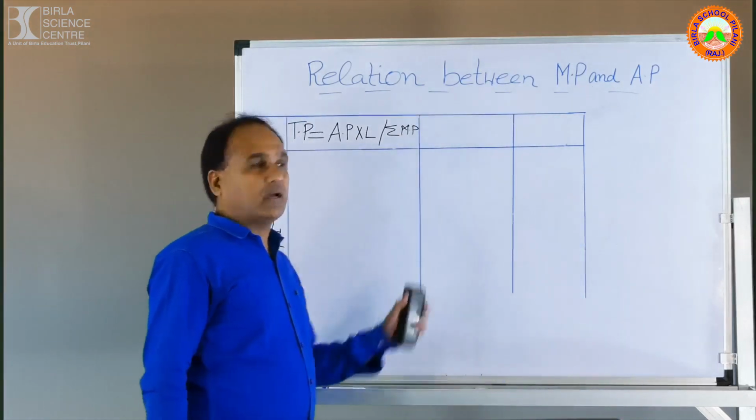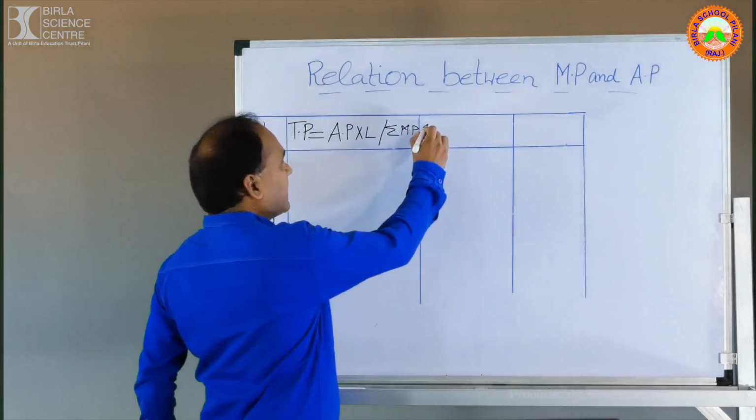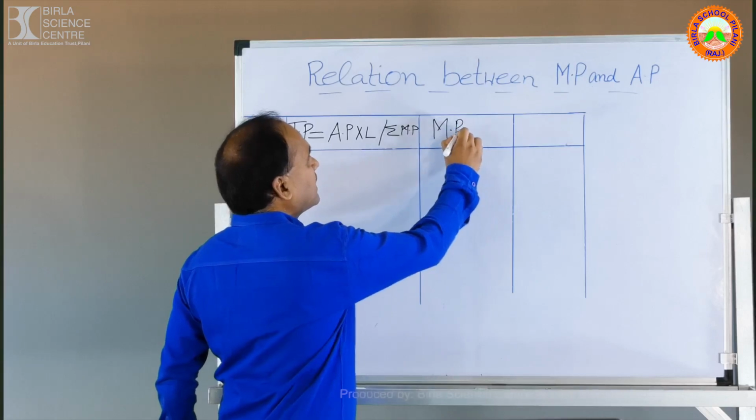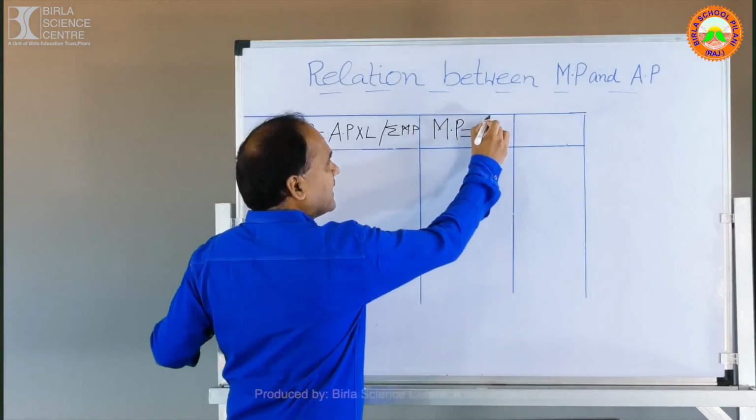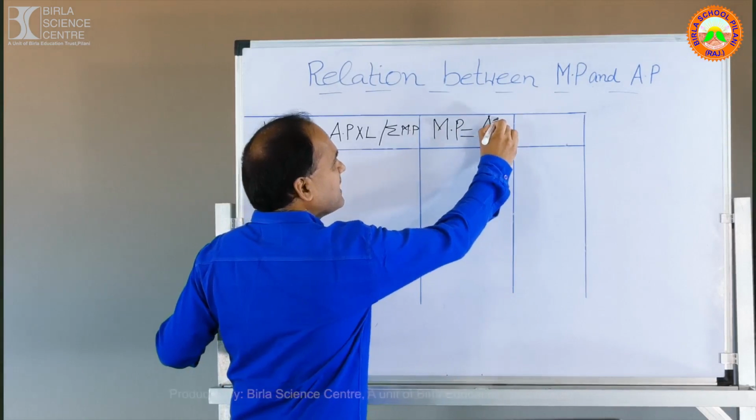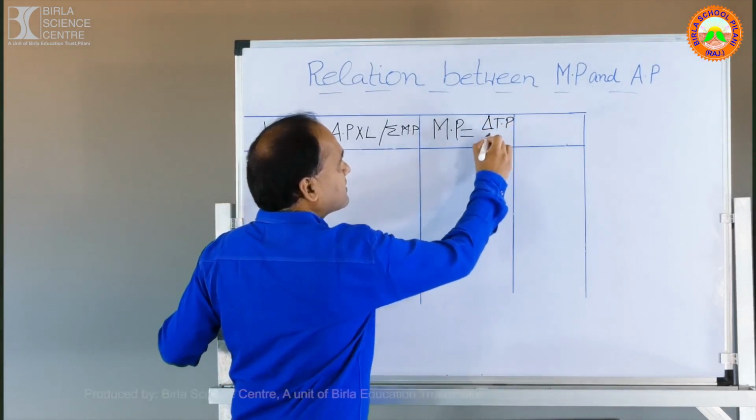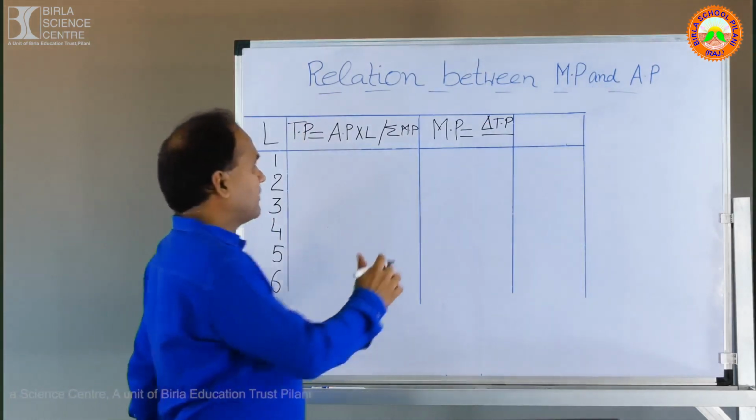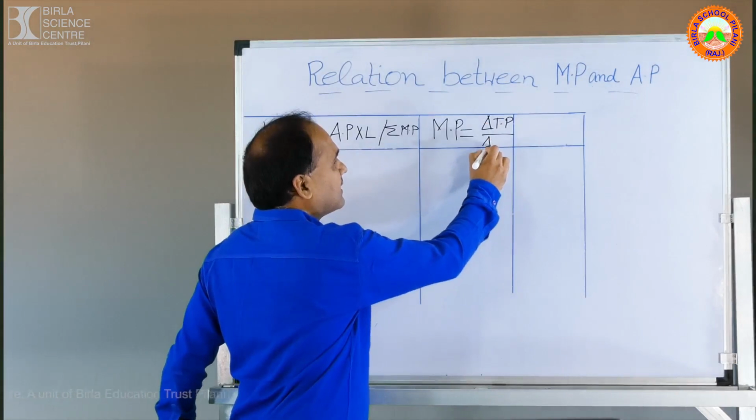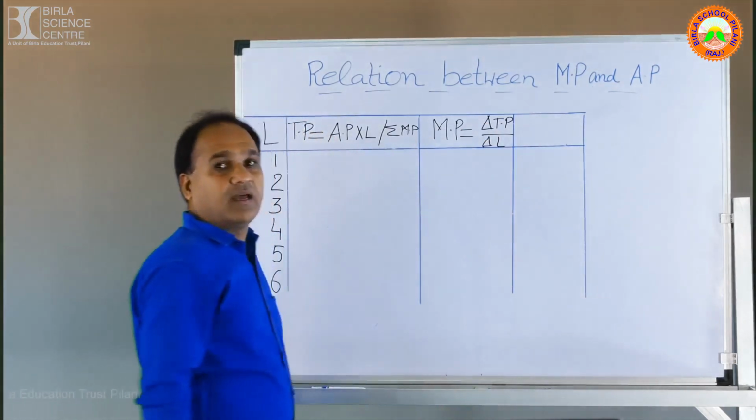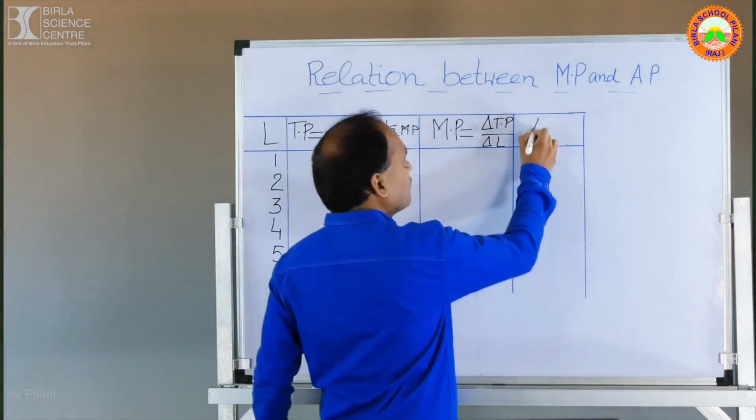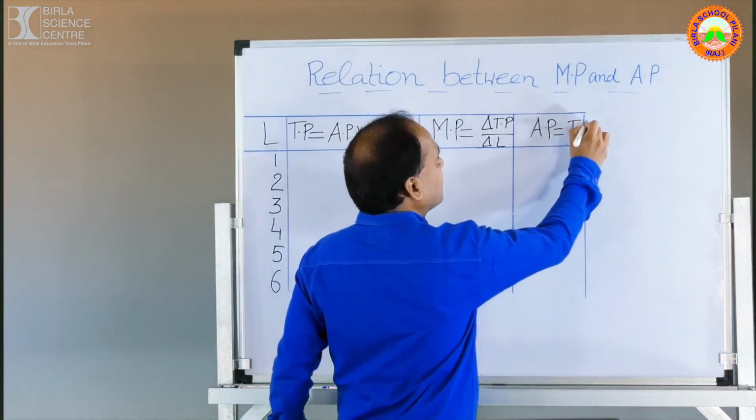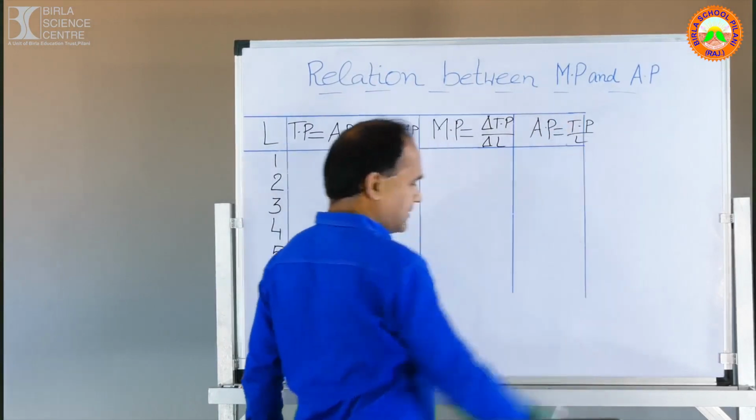After that, on the third column you write and find out MP, called marginal product, equals, remember the formula, delta TP. Students, in economics we say delta as what? Change in total product upon delta L, called change in the labor. And the last column you are asked to find out AP, called average product, equals TP, that is total product, upon L.